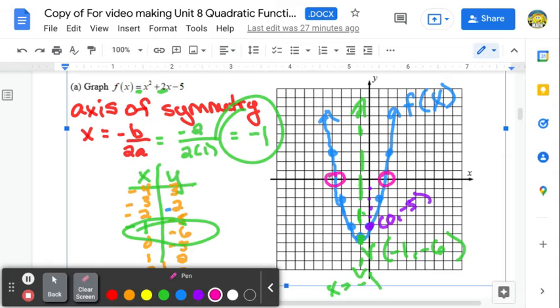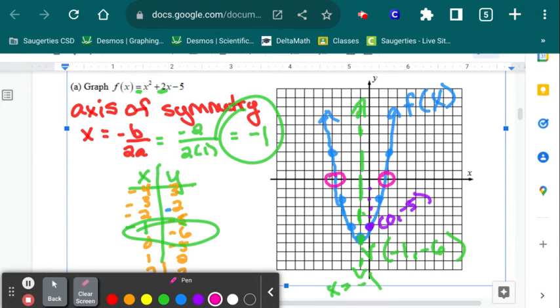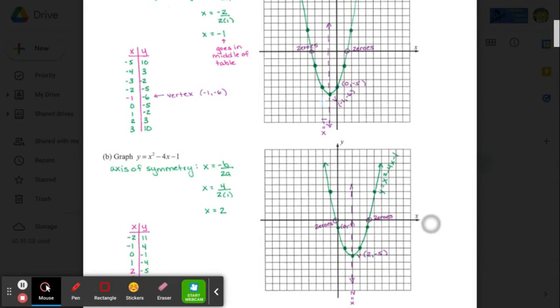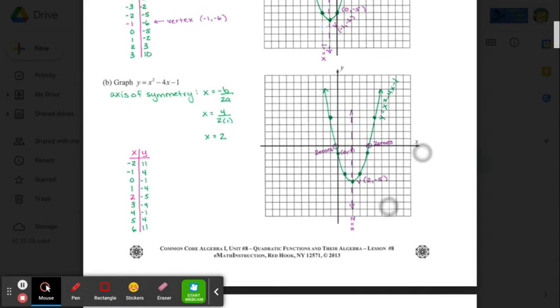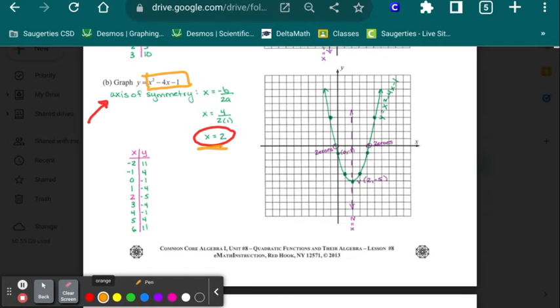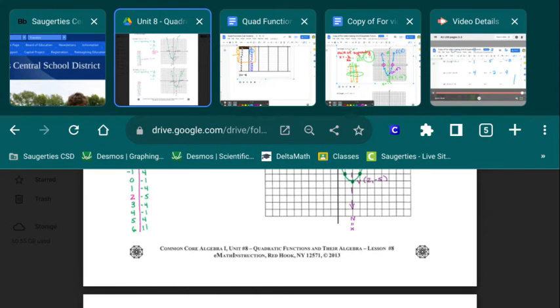So now to make things a little bit neater, because I do write pretty messy on here, I want to show you letter B all finished. I write much neater on paper than I do on a random hanging tablet. So I found my axis of symmetry, and I got 2. So then what I did was I went to y equals, and I typed this in. x squared minus 4x minus 1, and I put the 2 in the middle of my table. So let's take a look at my screenshots.